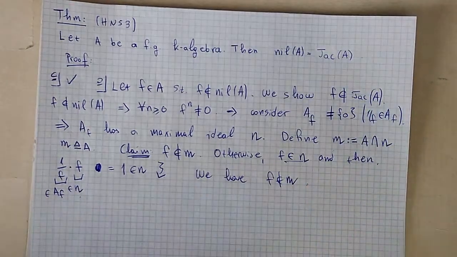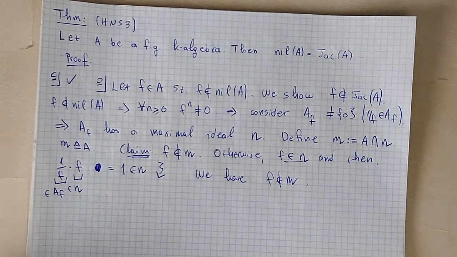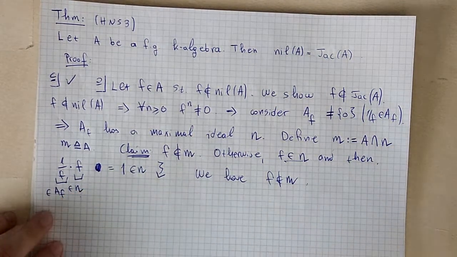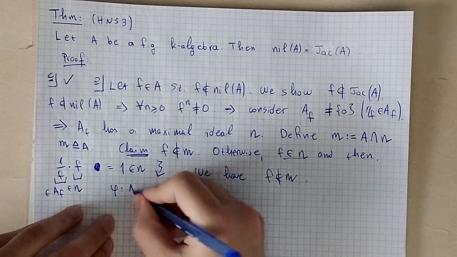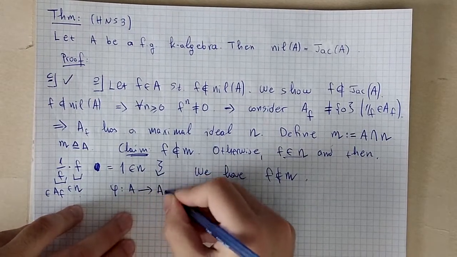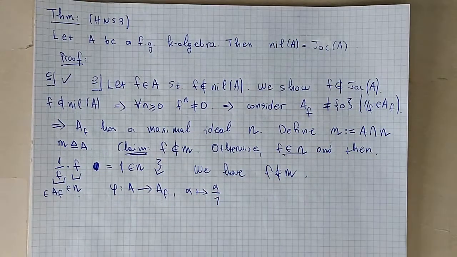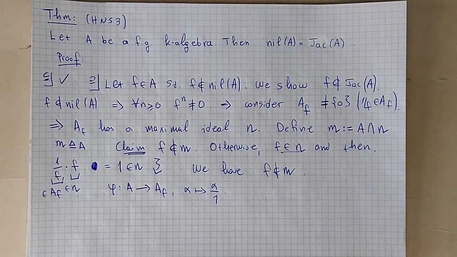Okay. So the last thing to prove is that M is a maximal ideal. And how do we do that? We consider a map phi, the natural map, sending alpha to alpha over 1. It's easy to see that this is a ring homomorphism.